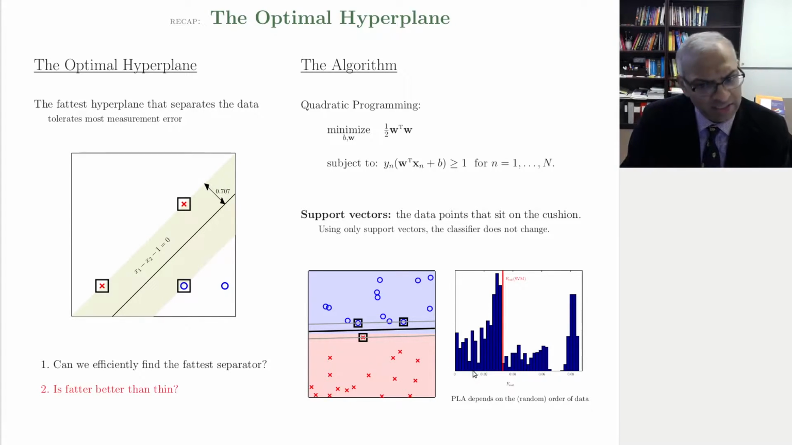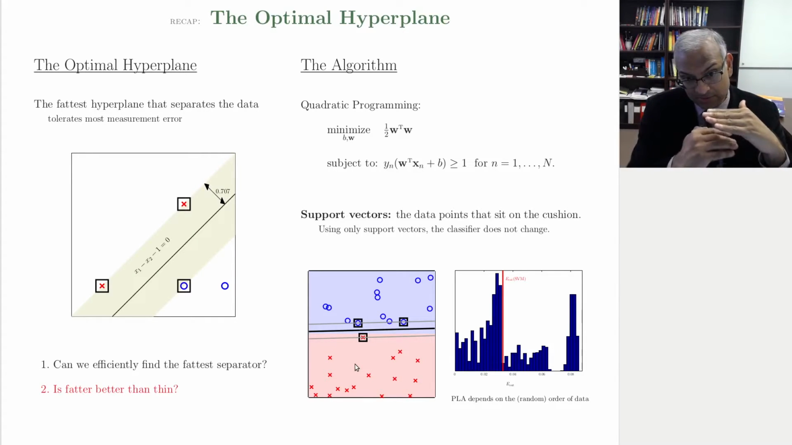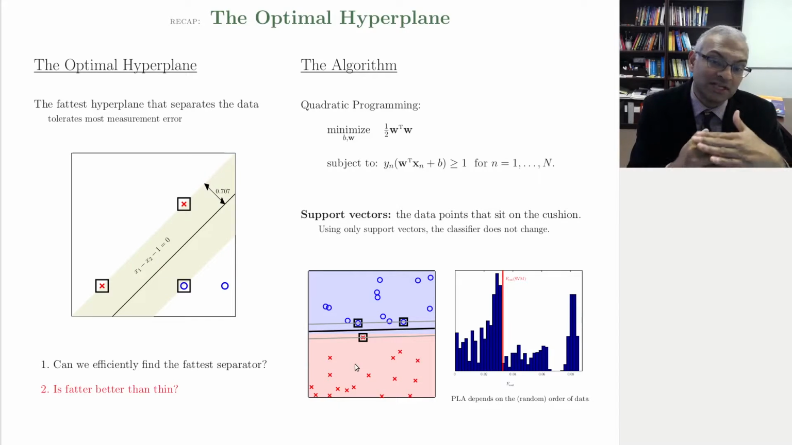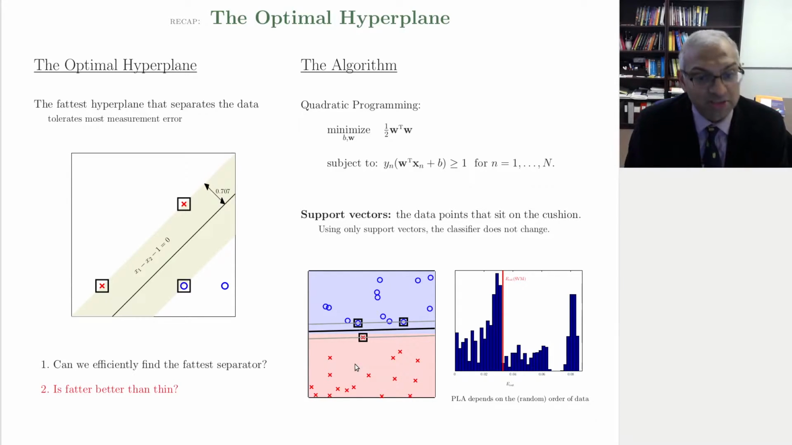Some of them can be better than the support vector machine. If you're lucky, you get a better one. If you're unlucky, you could be much worse. The support vector machine is nice, deterministic, and has this nice property that it's as fat as you can get, which means that it tolerates the maximum amount of measurement noise. So today, let's start by trying to address, is fatter better than thin? So that's what we're going to address.